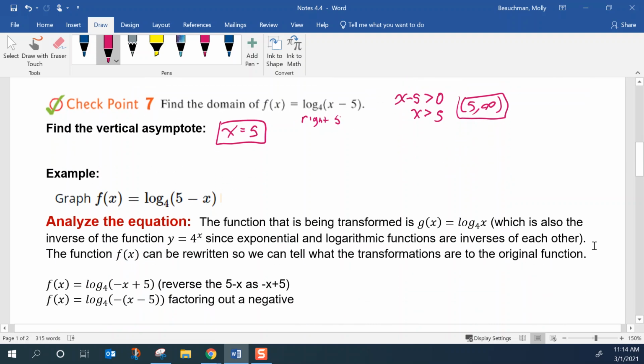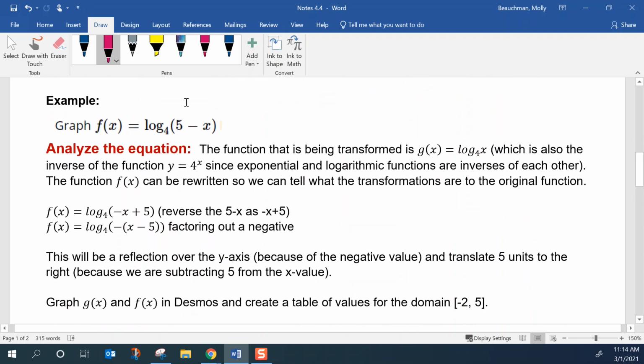So transformations, graphing with transformations. We're going to graph the function log base 4 of 5 minus x. To analyze the equation, we know the function that's being transformed is log base 4 of x, which is also the inverse of the function 4 to the power of x, since exponential and logarithmic functions are inverses of each other. Rewrite the function f of x so we can tell what the transformations are.